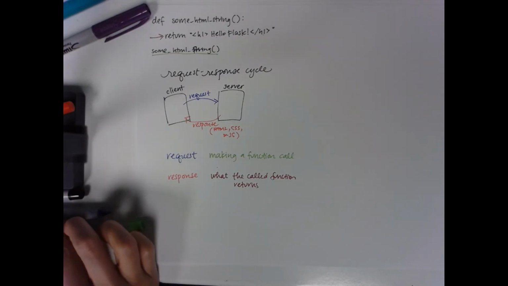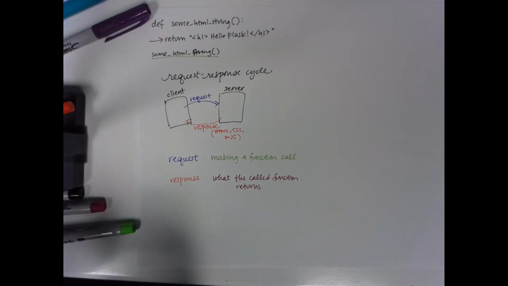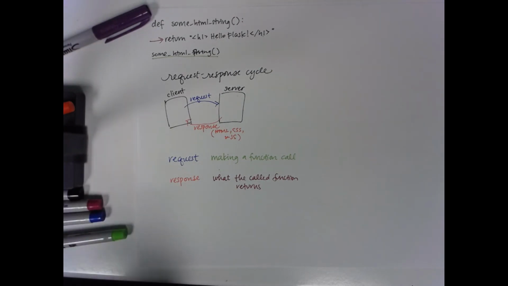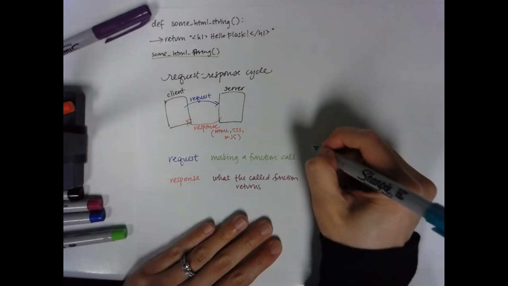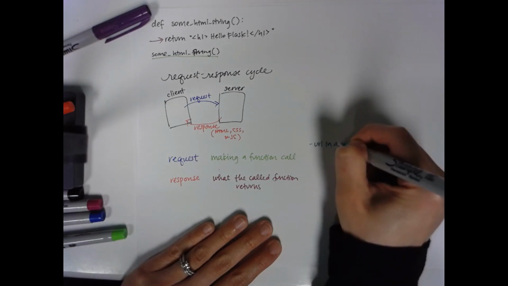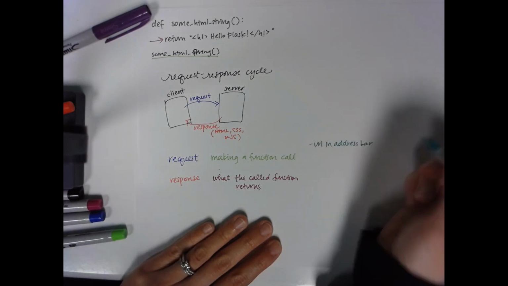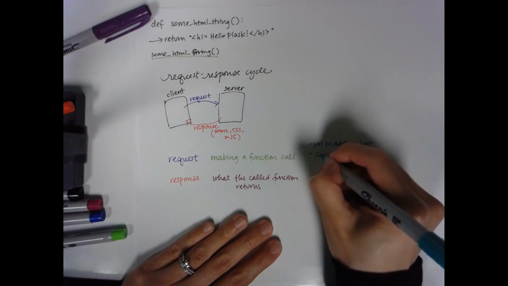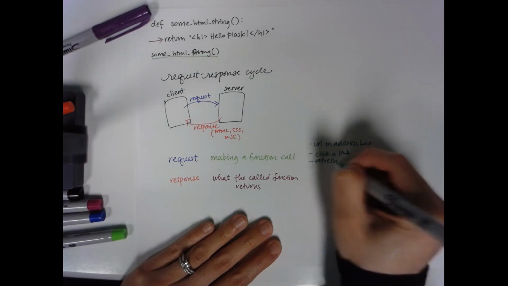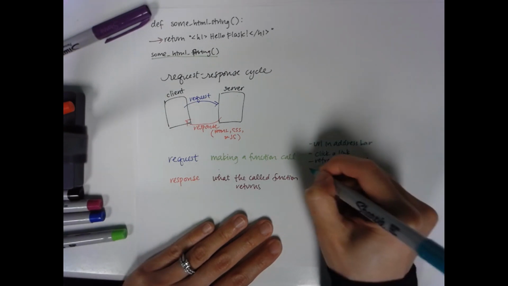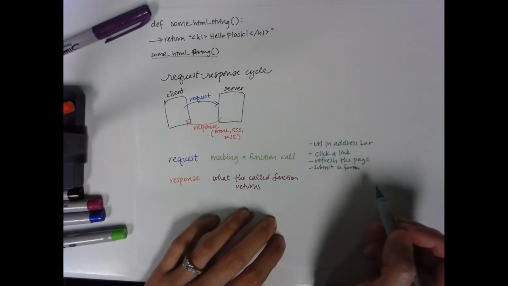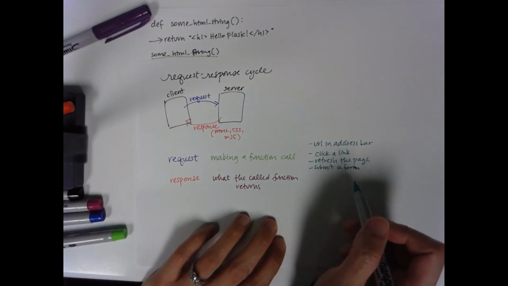So let's dig in a little bit deeper. How do we make requests? Again, how do we make those function calls happen? Well, let's talk about a couple of examples. Users can type a URL in the address bar. They can click a link. They can refresh a page. They can submit a form. Maybe you can think of some others, but these are some main ways that we interact with the web.